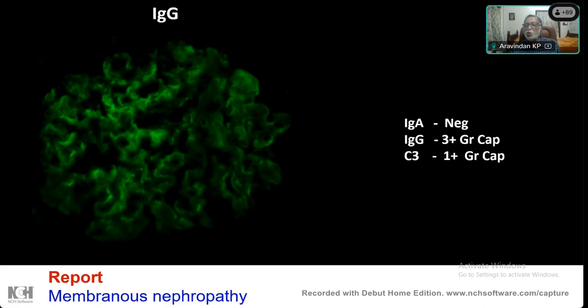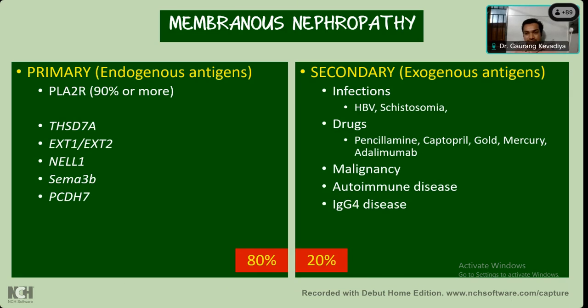So with this, you put all this as membranous nephropathy. Yes, sir. You are right. So what is the next thing to be done? You don't stop here by calling something membranous nephropathy. We need to find the etiology. Okay, so basically, you want to know whether this is primary or secondary. There are lots of secondary causes, and there are primary.